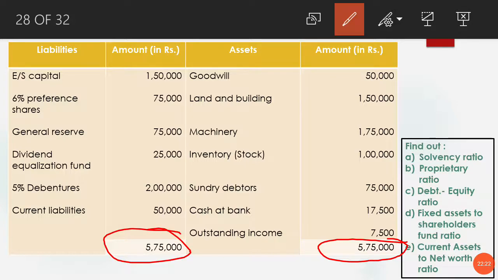Find out: A. Solvency ratio, B. Proprietary ratio, C. Debt equity ratio, D. Fixed asset to shareholders' fund ratio, E. Current asset to net worth ratio.